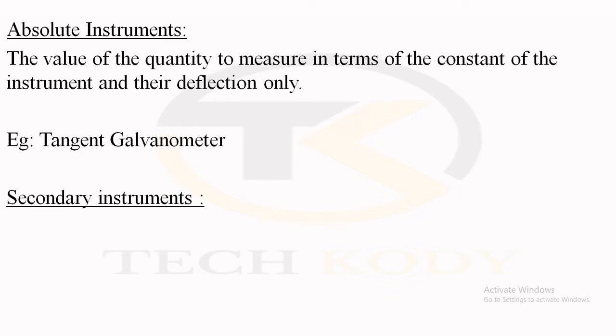Secondary instruments give the direct reading of the quantity to be measured, and they need calibration with a standard instrument before being put into use. Here the calibration is required, whereas in absolute instruments the calibration is not required. The secondary instruments are generally used for general purpose.